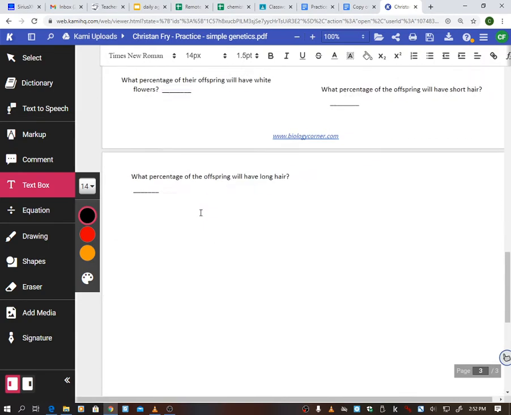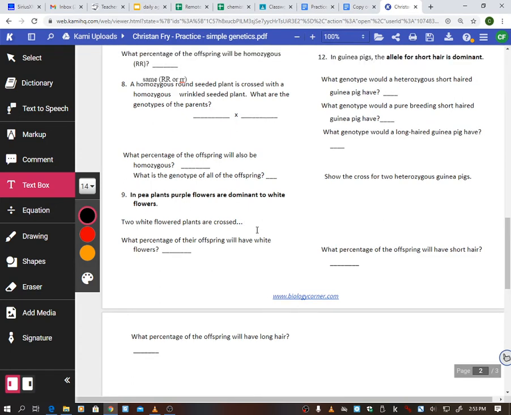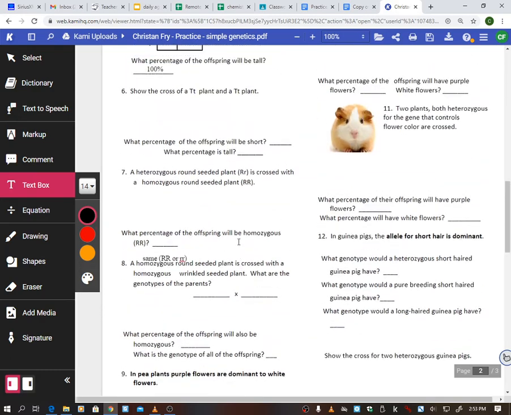Number 9, oh, I kind of went down on the other page. Let me see if I can fix that. I don't think it's going to let me fix it on here either. Okay, it says in pea plants, purple flowers are dominant to white flowers. 2 white flowered plants are crossed. Well, they are recessive. The white is recessive. So what kind of letters are those? You need to write those out. And once again, if you're struggling with this and you're truly not sure, feel free to ask me.